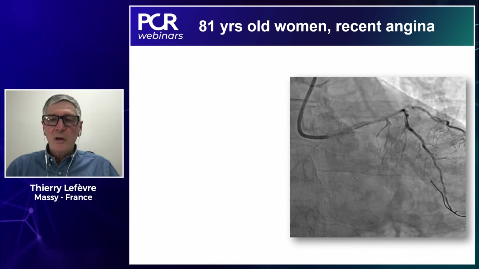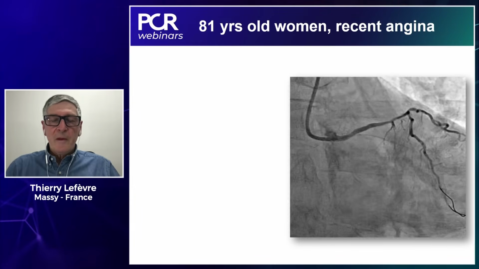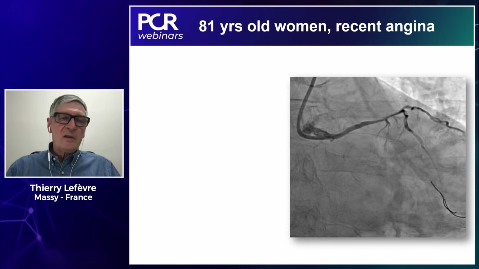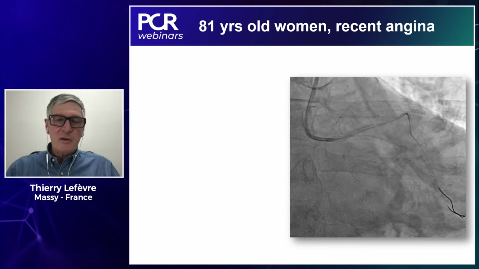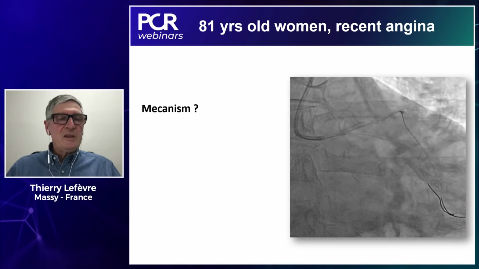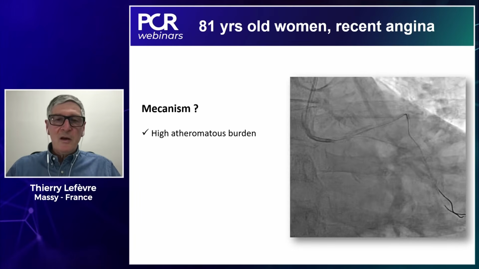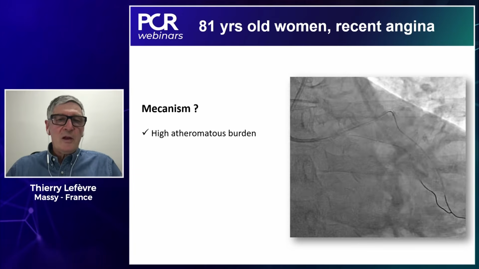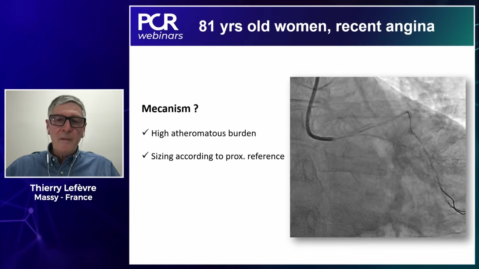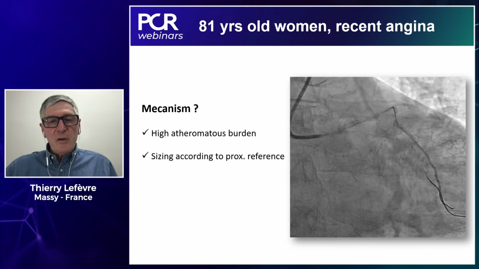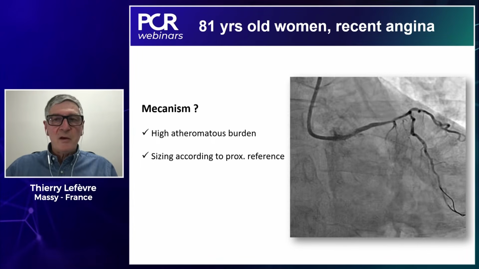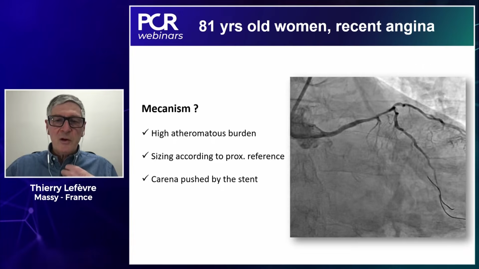We have occlusion of the circ. So of course, at that time, the patient had ST segment elevation in the lateral territory. She had chest pain. So what is the mechanism of this occlusion? I think we can, of course, discuss about that, but you know that there was a lot of atheromatous burden in this vessel. The stent was sized mainly according to the proximal reference, so it increased the risk of carina shifting and occlusion of the circ.